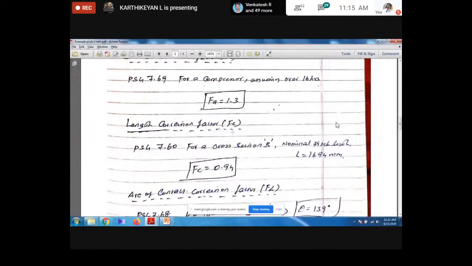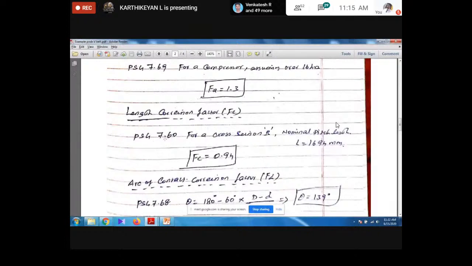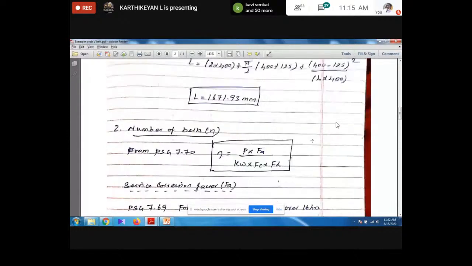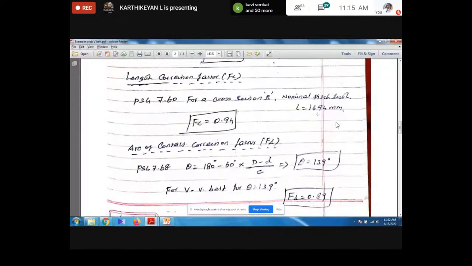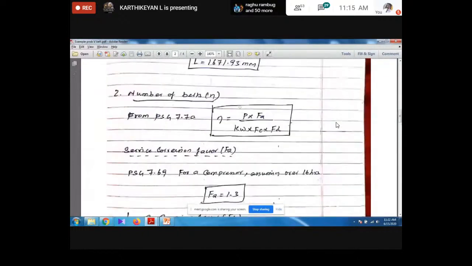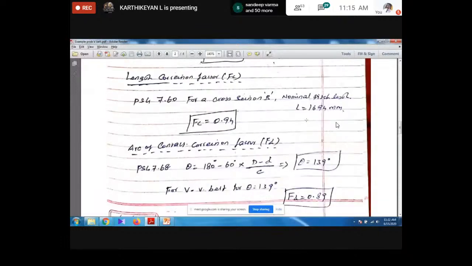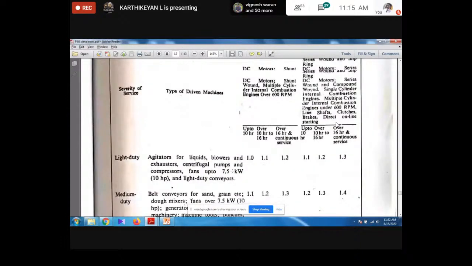Next I am going with the length correction factor FC. You can extract this data from the PSG data book, page number 7.60. For cross section B and nominal pitch length L equal to 1694. We already calculated the nominal pitch length. So 1694, the nearest value, I'm choosing. The exact value I'm getting is 1671, but the standardized value is 1694. This is available in the PSG data book 7.60.